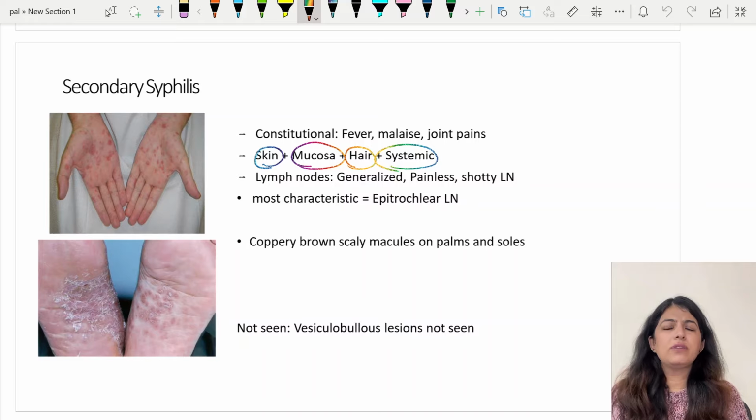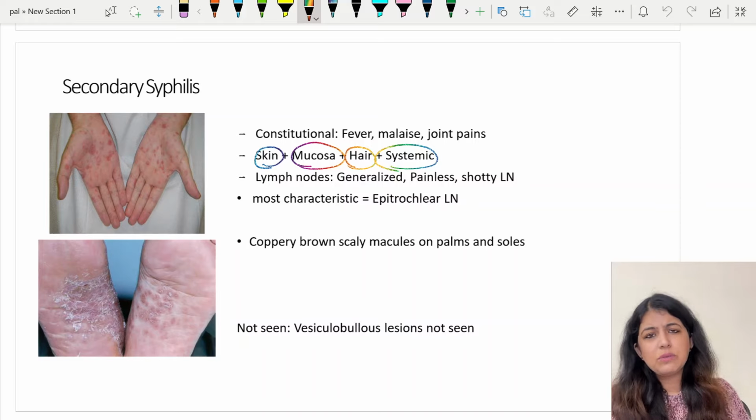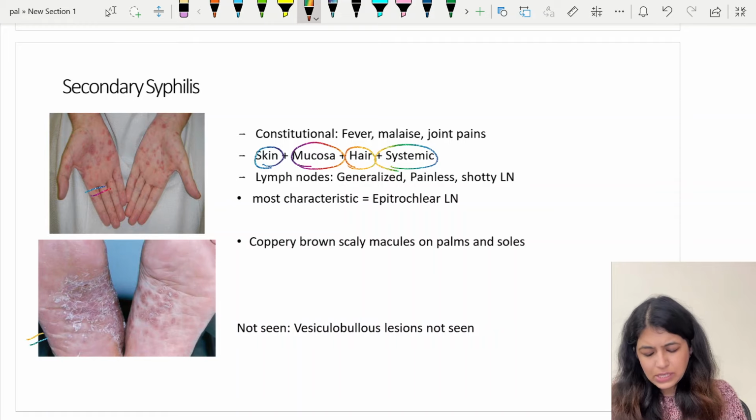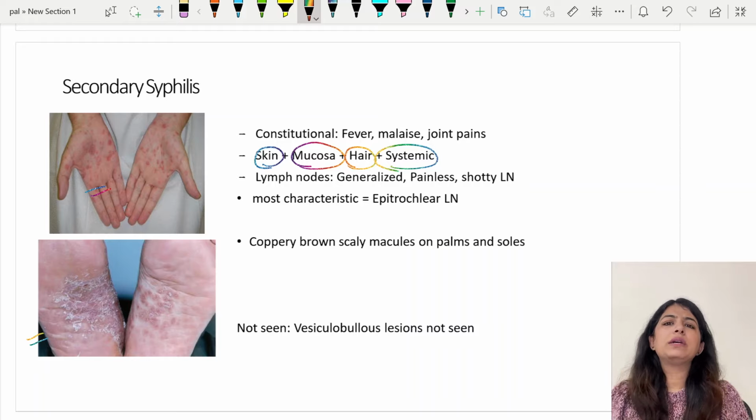So secondary syphilis involves almost the entire body and it can present with multiple symptoms. So it is also called as a great imitator. Now, what do you see on the skin importantly are these lesions on the palms and soles, which are the coppery brown macules as shown in the image as well. So there will be a rash on the body and there will be these coppery brown lesions on the palms and the soles.